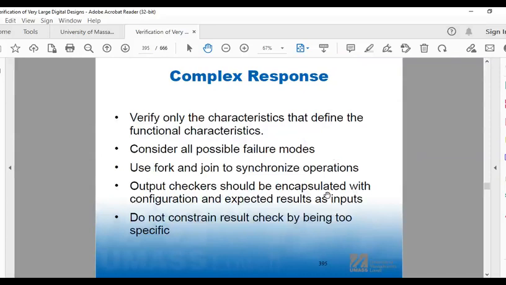In different ways. All kinds of stuff, right? Consider failure modes. We always say that. We want to synchronize operations, so we do a fork and a join, so everything's running in parallel. We already do that. You probably would do that even if it wasn't complex. And then the output checkers are, right, they're all bus functional models, especially.